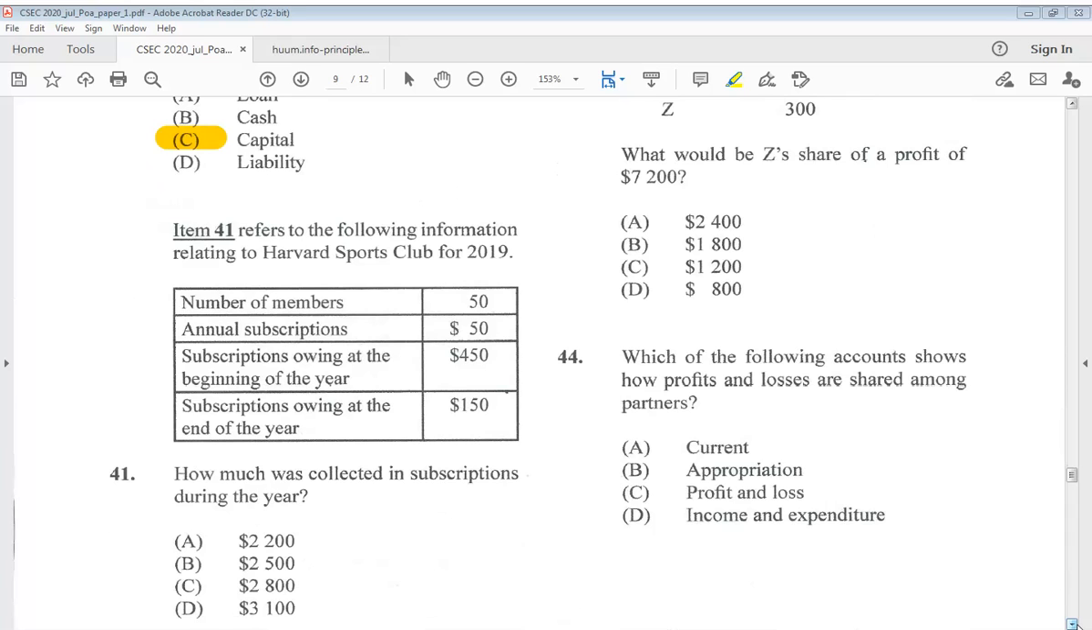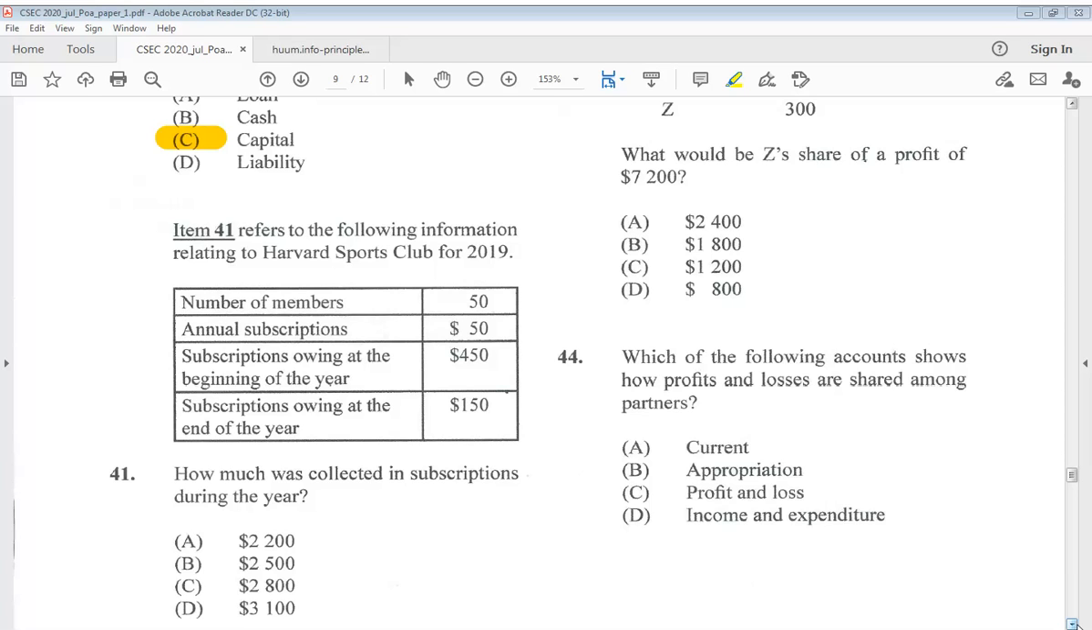Item 41 refers to the following information relating to Harvard Sports Club for 2019. Number of members, 50. Annual subscriptions, $50. Subscriptions owing at the beginning of the year, $450. Subscriptions owing at the end of the year, $150. 41. How much was collected in subscriptions during the year?